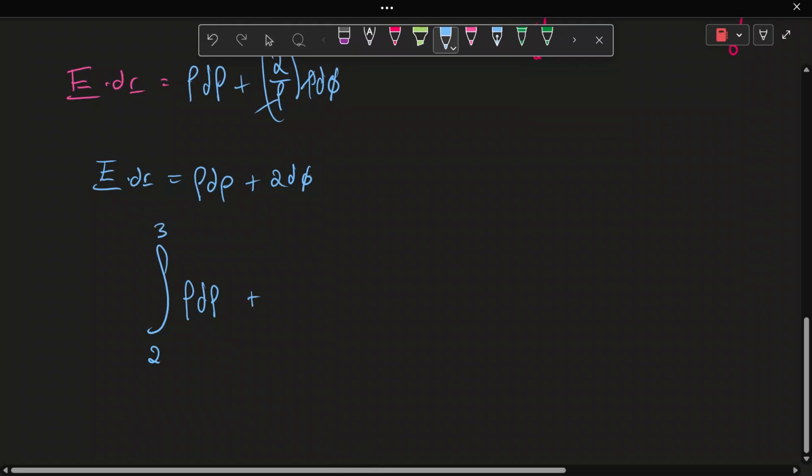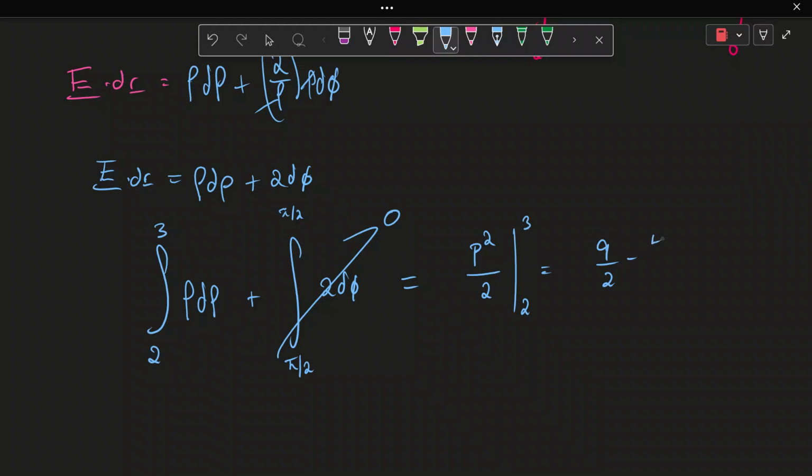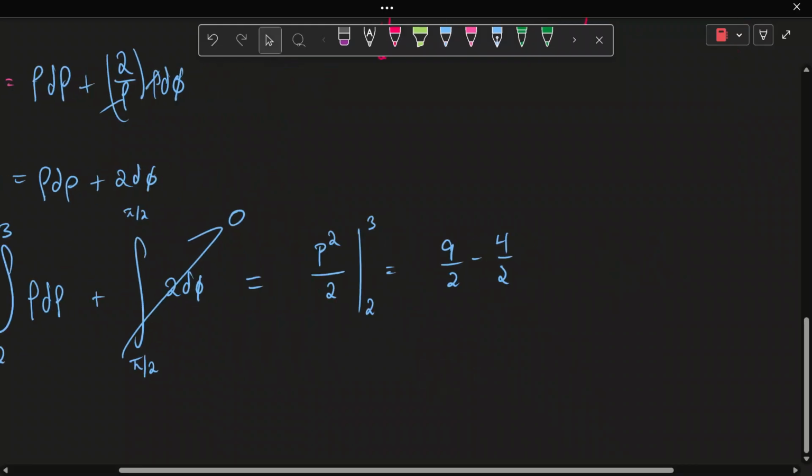Now we add the integral, and now we're doing 2 d phi. Does phi change? Phi is going to stay at pi over 2. So again, this becomes 0. We don't worry about it. Now, what is the integral of rho? It's going to be rho squared over 2, evaluated from 2 to 3, which is 3 squared over 2, which is 9 over 2, minus 4 over 2. What is that? That's 5 over 2.